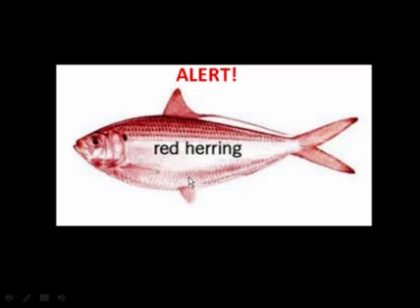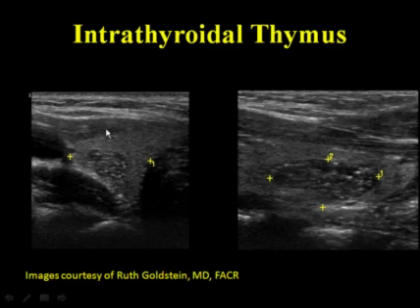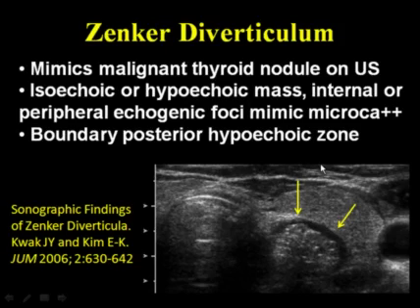Just a little red herring alert, this is not a common finding, but occasionally you can see intrathyroidal thymus, and this is a case of intrathyroidal thymus. If you were to see this case in your lab, you would be highly suspicious that this was a papillary thyroid cancer, a hypoechoic lesion with microcalcifications, but it turned out to be intrathyroidal thymus.